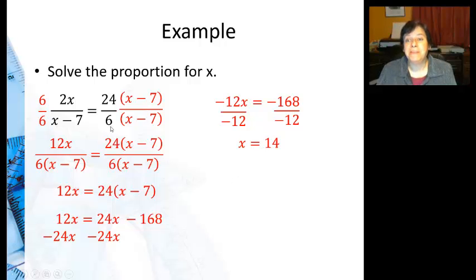By the way, I could have had 4 over 1 here, and then I would have just multiplied that side by 1, and that would have been 2x equals 4 times x minus 7. A little easier. So if you want to try it that way.